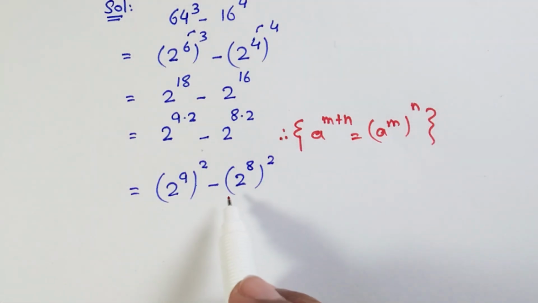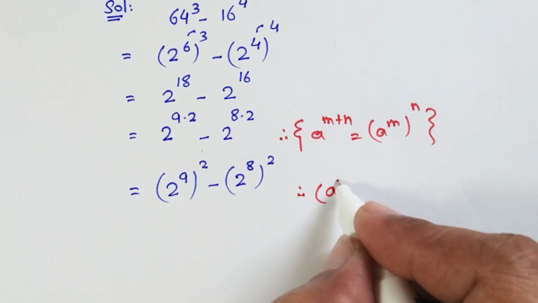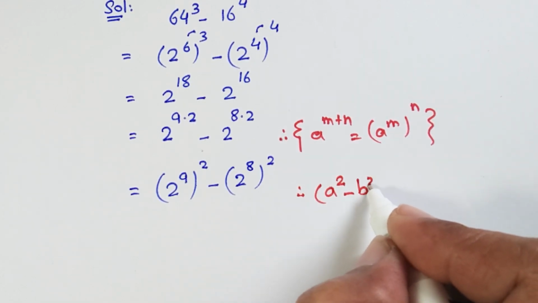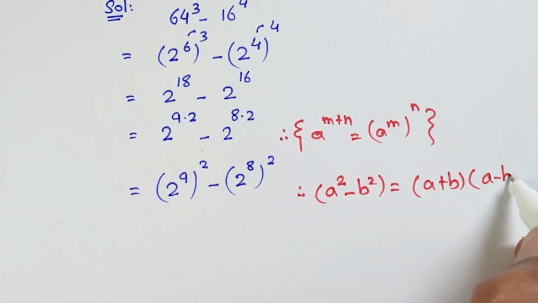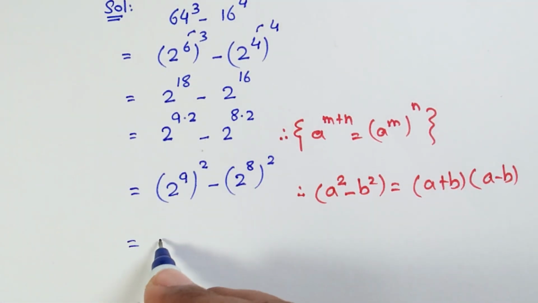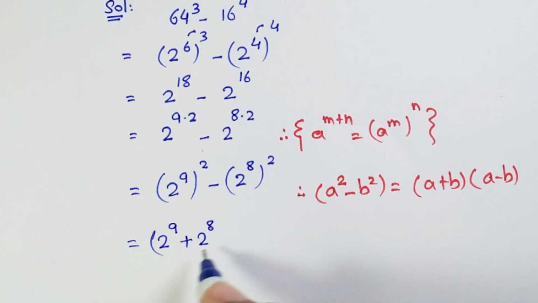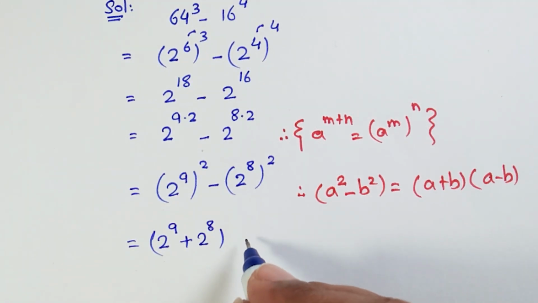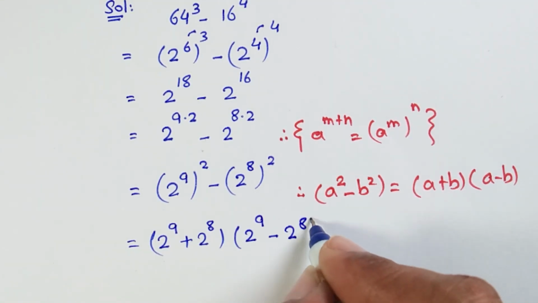So now this part of the equation resembles the algebraic identity, which is a square minus b square is equal to a plus b times a minus b. So we will write this equation by using this identity: (2 to the power 9 plus 2 to the power 8) times (2 to the power 9 minus 2 to the power 8).